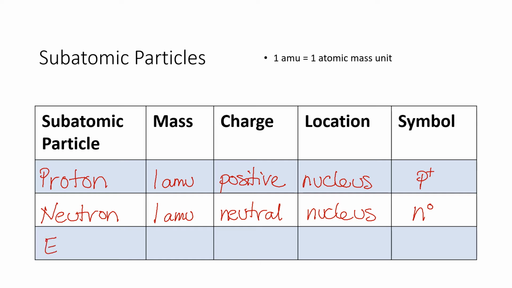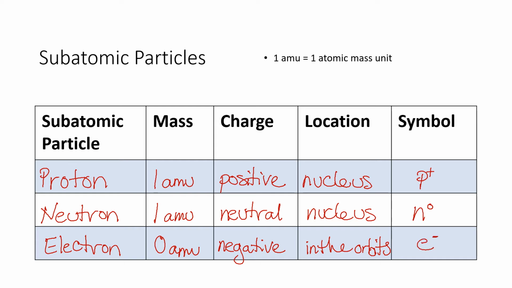So the electron is the third type of subatomic particle. It does not have a mass, so we say 0 AMU. It is going to have a negative charge, and it is found in the orbits that are around that nucleus, and the symbol we use would be an E with that negative sign. Okay, so those are our subatomic particles.